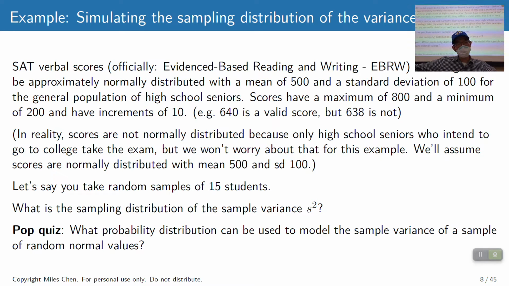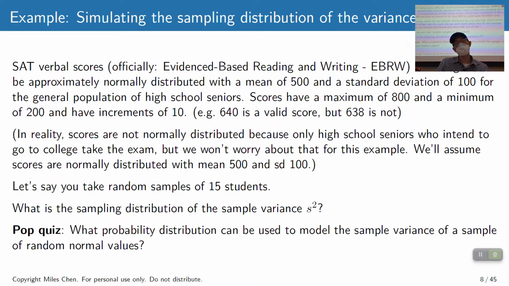A lot of students have taken it, and it's designed to be normally distributed with a mean of 500, standard deviation of 100, at least for the general population of high school seniors. Scores have a maximum of 800 and a minimum of 200, and scores come in increments of 10. So 640 is a valid score, but 638 is not.